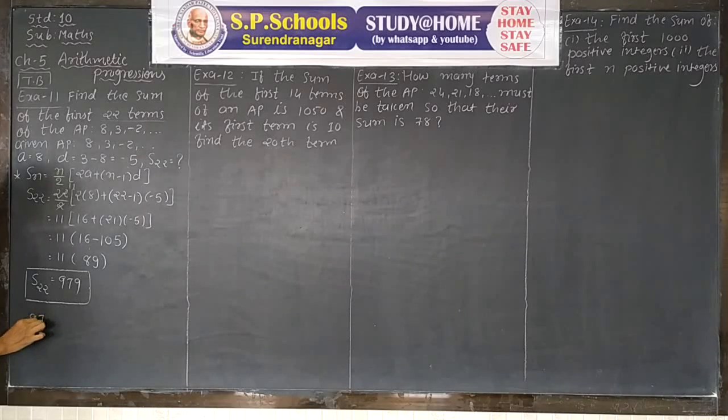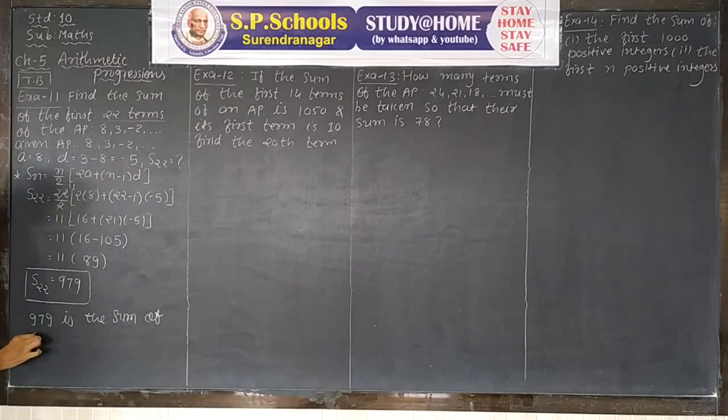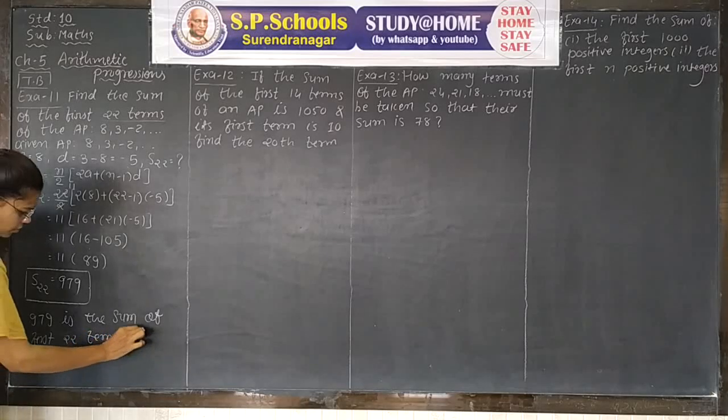Therefore, 979 is the sum of first 22 terms of the given AP.